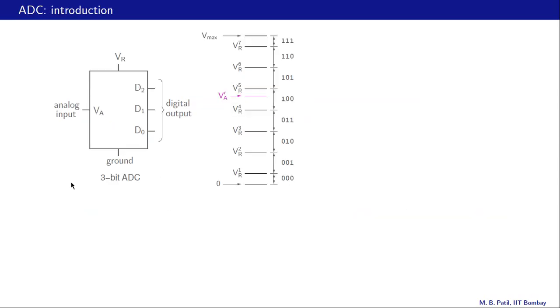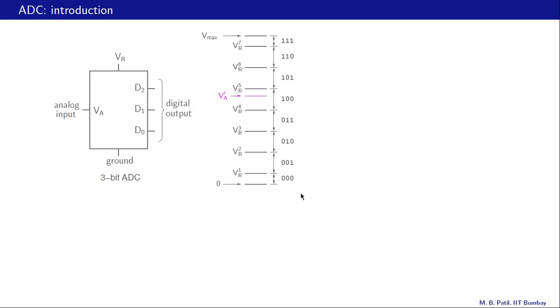We will now discuss analog to digital conversion. And let's take this example of a 3-bit ADC, analog to digital converter. Here is the analog input, which we will denote by VA, and this is the digital output. Since it's a 3-bit ADC, we have 3 bits here, D2, D1, D0. This is the MSB and that is the LSB. Apart from that, this ADC has 2 additional pins, ground and a reference voltage.